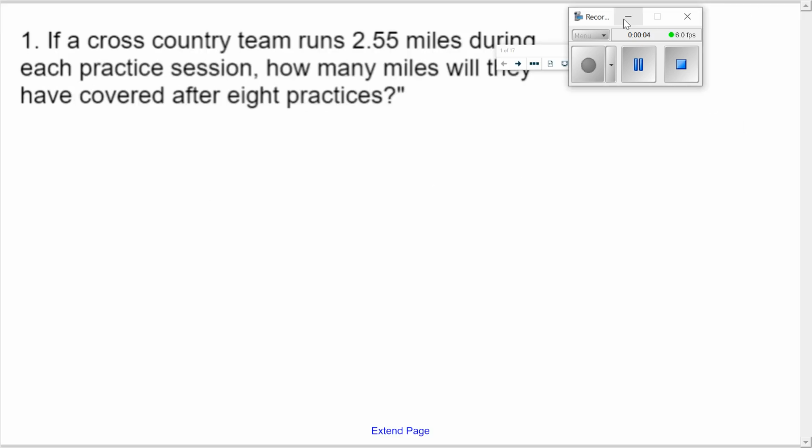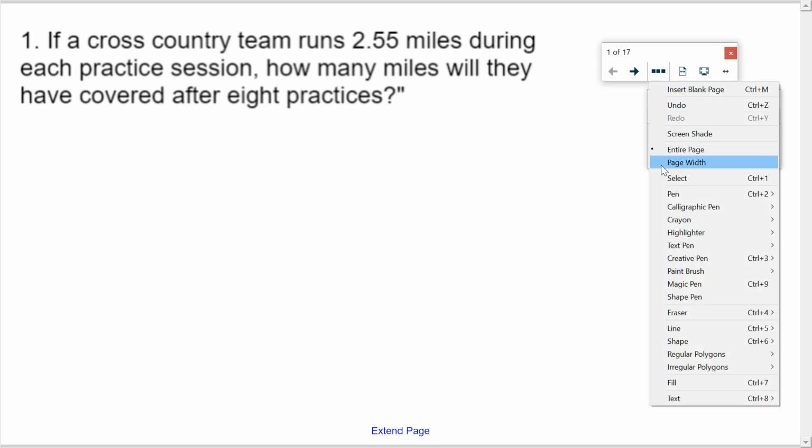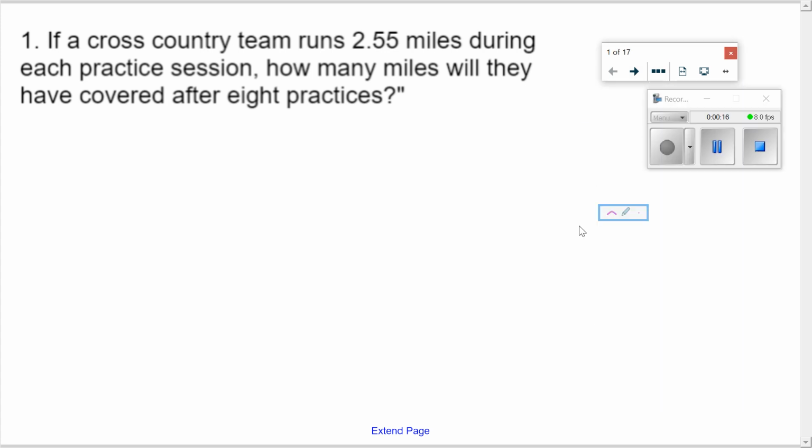So if a cross-country team runs 2.55 miles during each practice session, how many miles will they have covered after 8 sessions? So this is just a basic multiplication problem. 8 times 2.55.